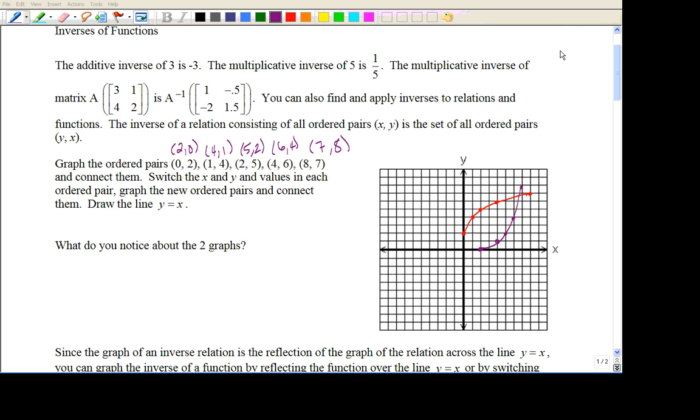So now let's draw the line y equals x, as seen here in orange. So what do we notice about the two graphs? Well, they are a reflection of each other over the line y equals x. So by switching the x and y values, we reflected these ordered pairs over the line y equals x.